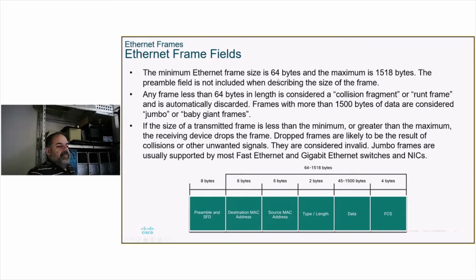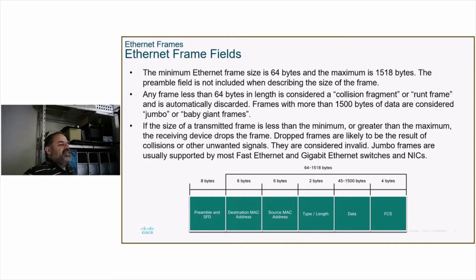The preamble field is not included when describing the size of the frame. I think I might have mentioned the preamble when we were talking about the physical layer. Remember, it was a 1 followed by 0 followed by 1 followed by 0 for 8 bytes. Again, that was the older standard so that you could synchronize the clocks of the sending and receiving machines.